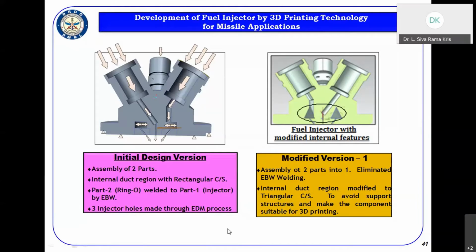Then the internal duct region is modified to a triangular cross section, mainly to avoid the support structures. We need not provide any support structure. This angle is more than 45 degrees; the design was about a 60 degree angle. Directly, we can realize that internal supports are not required.